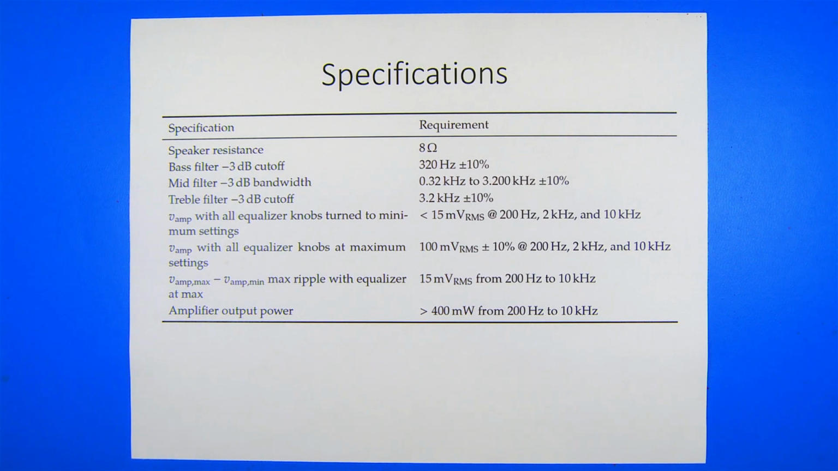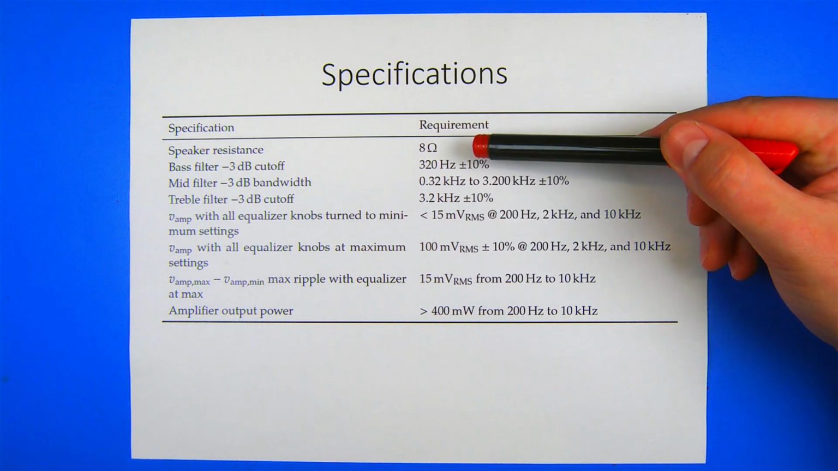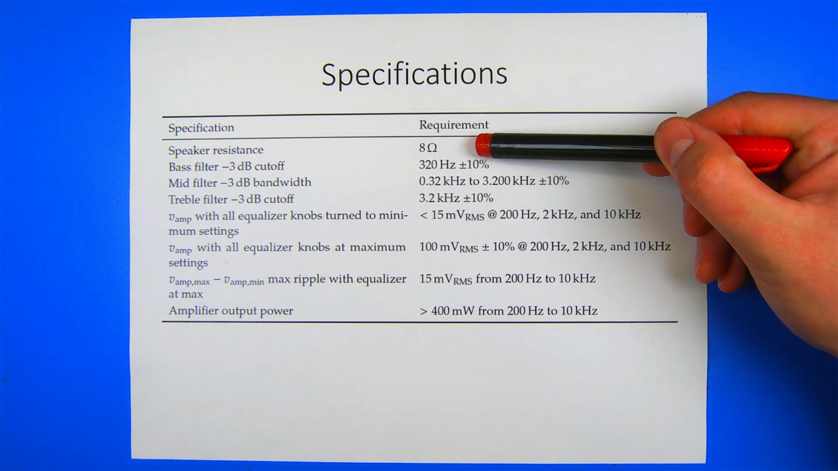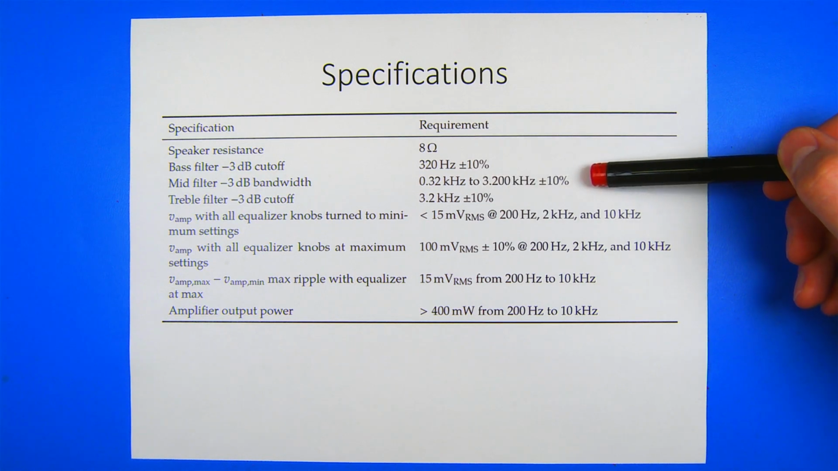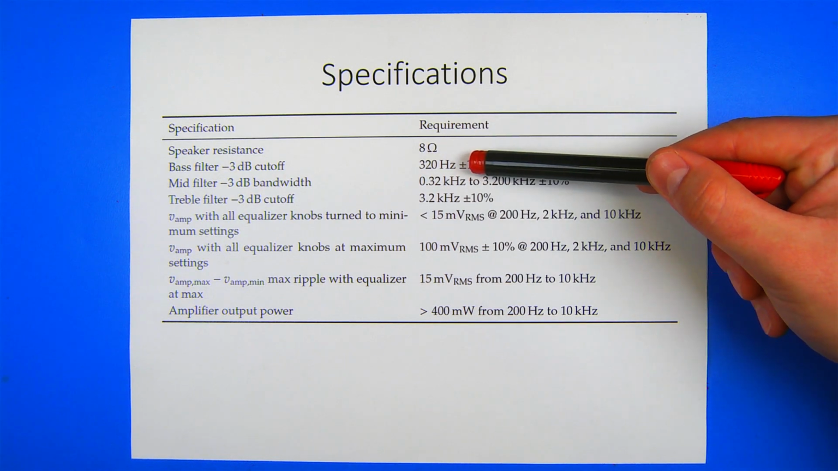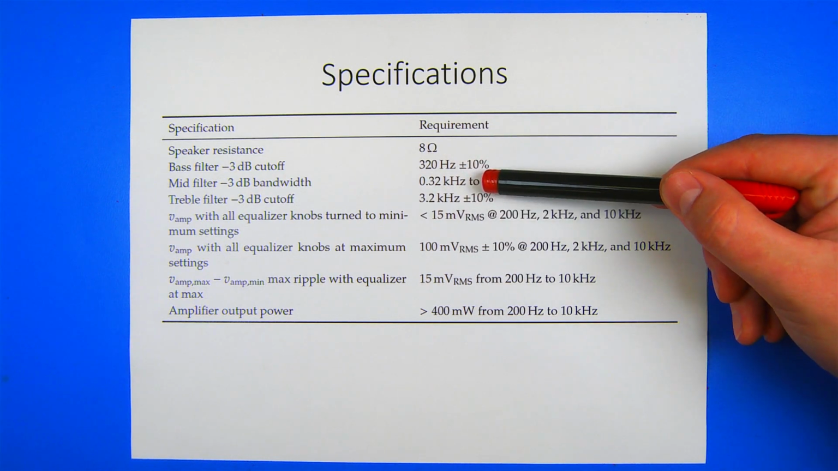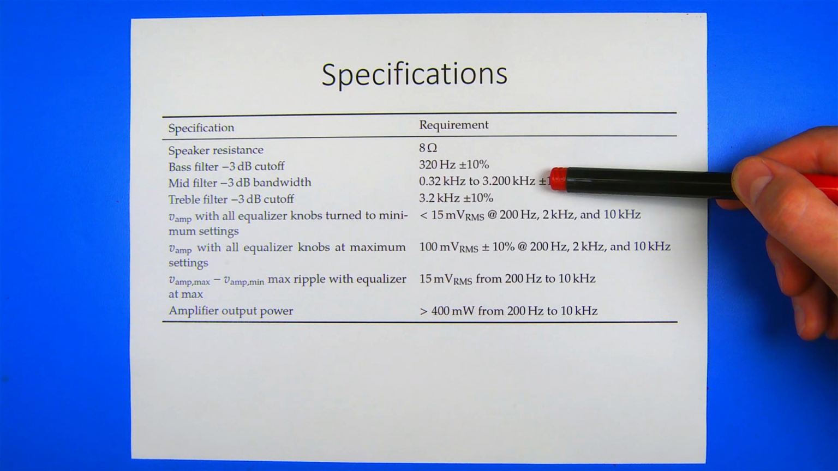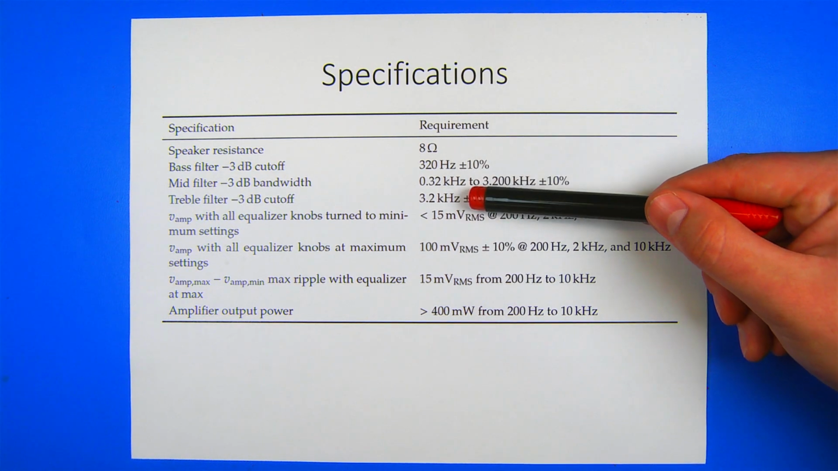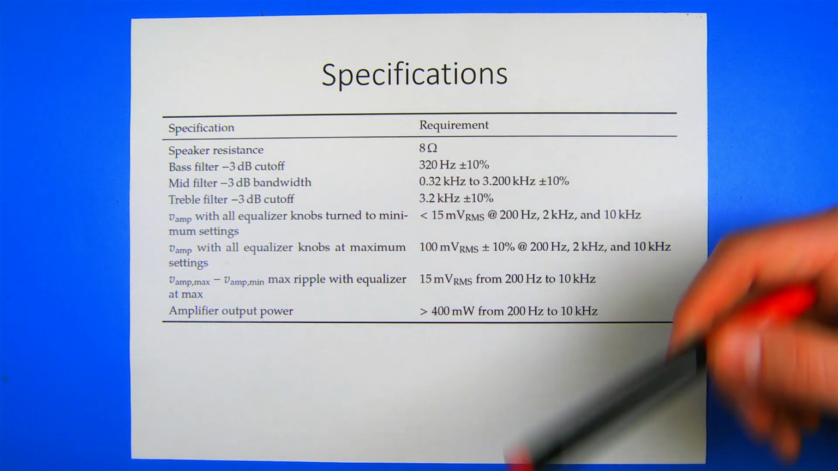We will now review the specifications for the audio amplifier design. The speaker resistance is set at 8 ohms and is fixed by the speakers provided in lab. The equalizer subsystem has 3 frequency bands with defined 3 dB cutoff frequencies, at 320 Hz for the low band, from 320 Hz to 3.2 kHz in the mid-band, and at 3.2 kHz for the high band.